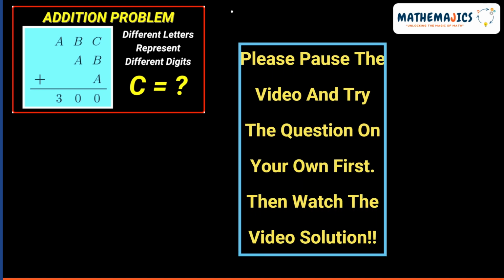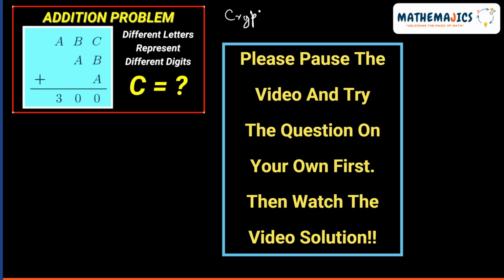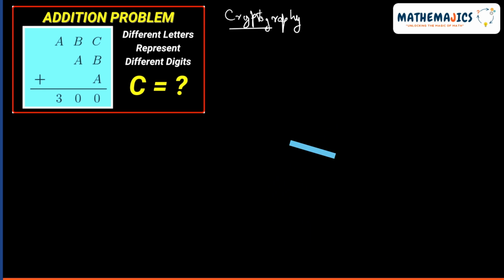This question is from a topic called cryptography. In cryptography, each English letter is represented by a different digit, and we need to solve the given problem. For example, here we are given an addition problem where we are adding three numbers and getting the sum as 300. Using this, we need to find the value of C. Let's see how we can find it.